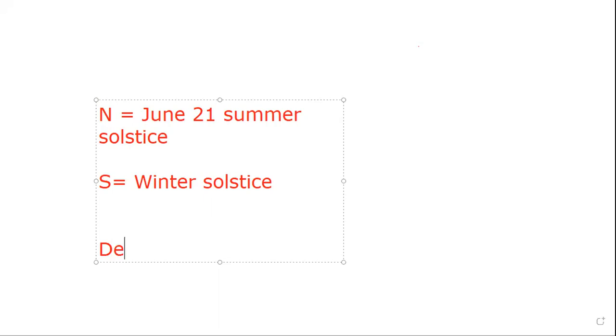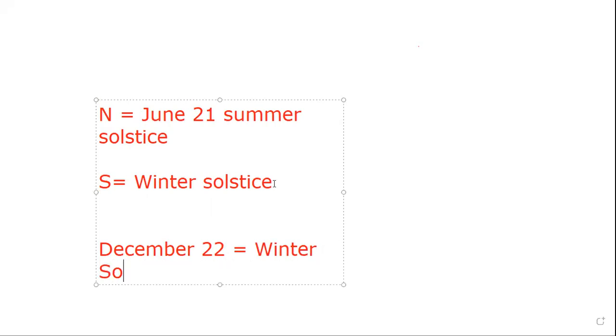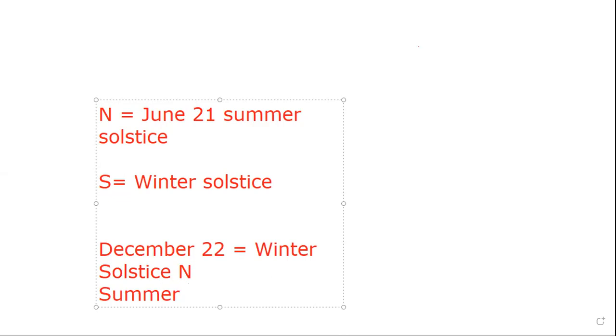On December 22, we have what? Winter solstice in where? In the northern hemisphere. At the same time, it is summer solstice in the southern hemisphere. Equinoxes occur on two days: March 21 and September.